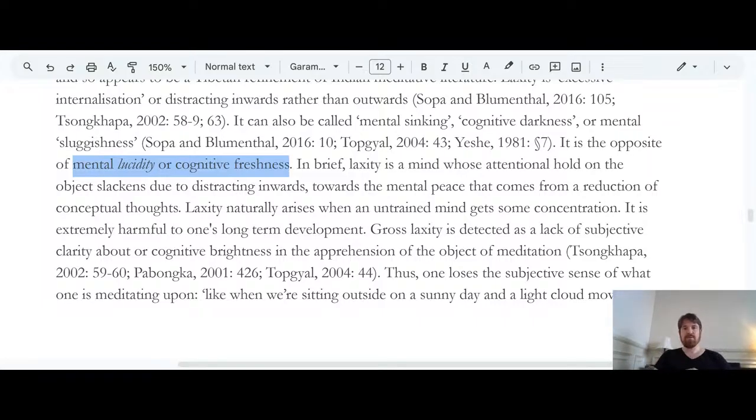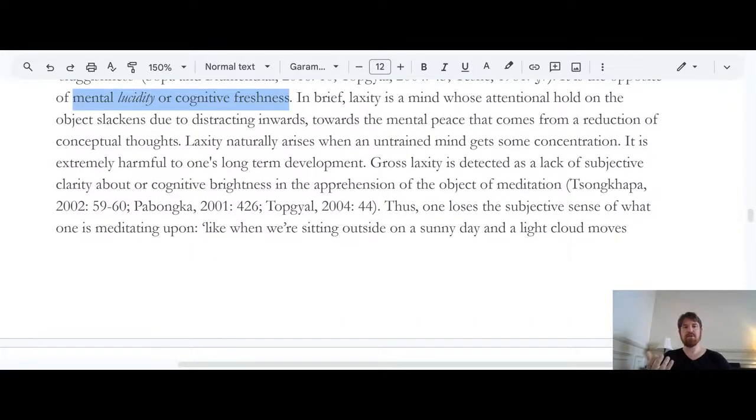Once you start gaining some concentration, then your mind will start experiencing this quality. The reason is that your mind starts to become distracted inwards towards the mental quietness, right? So your mind starts to get quiet, and you see people sitting in meditation all crunched up, and afterwards they get out of meditation and they're totally out of it. The reason for this is that their mind actually isn't going into meditation, it's going into cognitive dullness.